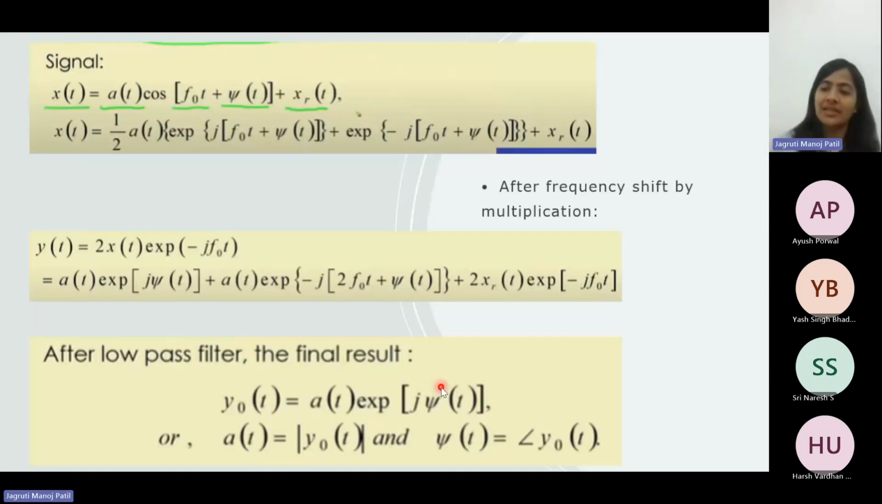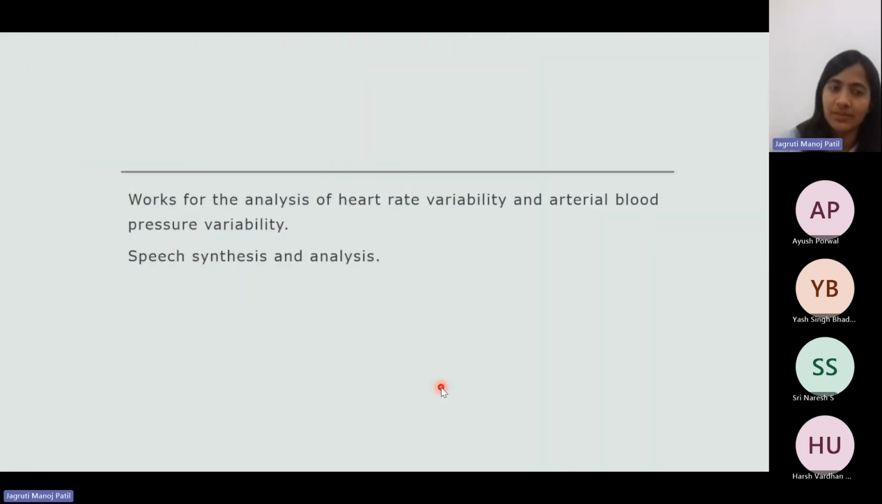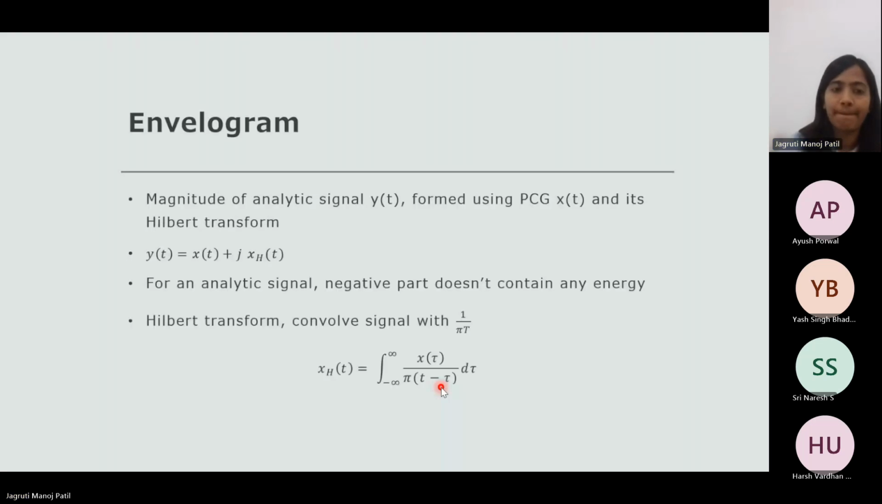Complex demodulation is just: split the signal, find its magnitude response and the phase response. That's it. Apply a low pass filter, get rid of the complex part, and then have your original real signal. So where is it being used? It's used for the analysis of heart rate variability and arterial blood pressure variability, also in some speech synthesis and analysis. So these are the kinds of datasets that people have worked on and have seen that using these modulation, demodulation techniques helps us to differentiate and see how the pathologies and pathophysiologies are changing.